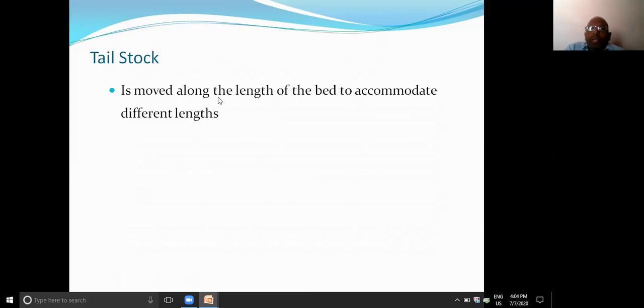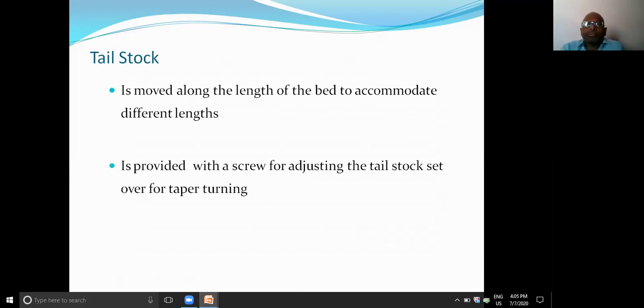So the tailstock is moved along the length of the bed to accommodate different lengths. Just now we discussed that to adjust the dead center position, or barrel position, or tailstock position to a smaller length, the position of the barrel is adjusted by rotating the hand wheel. But to adjust a longer length, by loosening the adjustable nuts, the tailstock is moved along the length of the bed to accommodate different lengths. That means the tailstock can be positioned at any place along the length of the lathe bed.